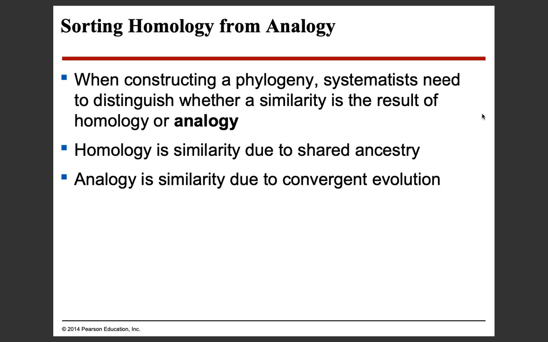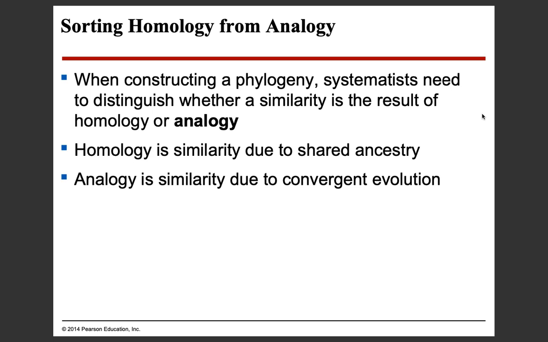So, sorting homology from analogy. Homology is things that are similar. Analogy is when they sometimes have similar structure but different purposes. When constructing a phylogeny, systematists need to distinguish whether a similarity is the result of homology or analogy. Homology is similarity due to shared ancestry, which means they have a common ancestor, that they descended from the same organism. Whereas analogy is similarity due to convergent evolution.